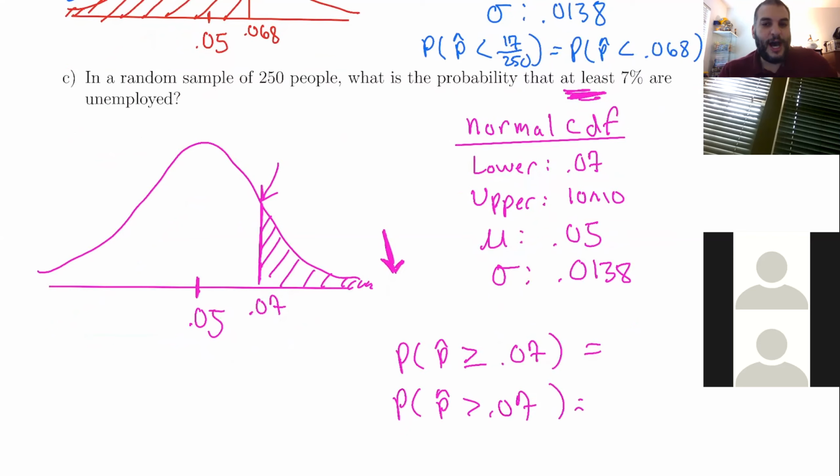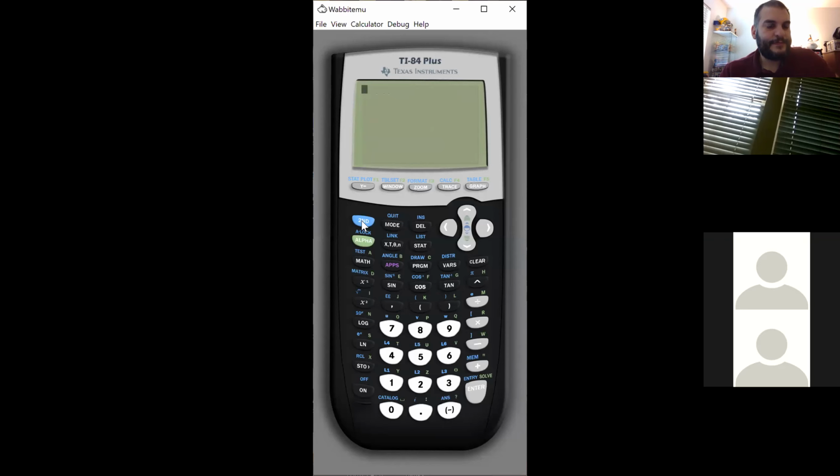All right, so up next, I'm going to move over to the TI-84, so that you can see how I input it. We're going to go second, bars. We're going to do normal CDF. For the lower bound, we'll put 0.07. For my upper bound, we'll put 10 to the 10 power. Oops, not division. 10 power.